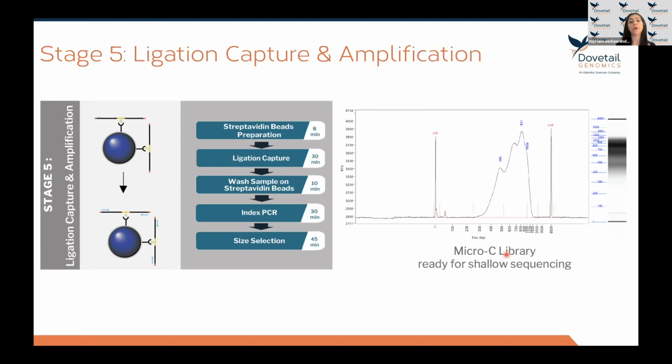Before deep sequencing, what we recommend is to shallow sequence the library. So we shallow sequence the library between 1 to 2 million read pairs, and then we run a QC analysis to assess the quality of the library prior to deep sequencing. With this, I'll hand it back over to Corey to walk us through the post-sequencing QC analysis process.